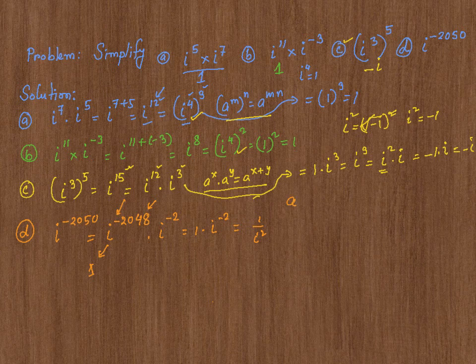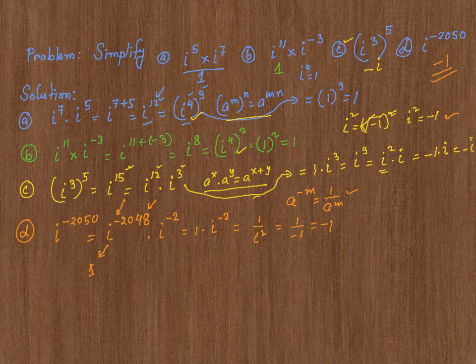I use this formula, or this definition rather: a to the power -m is equal to 1 over a to the power m. That's the definition I used. Now I know I just showed you that i square is -1. So 1 over -1 is -1. By the way, these problems do not have a unique way of doing. There are many ways that can be done, many methods that you can follow, but whatever works for you, take that one.